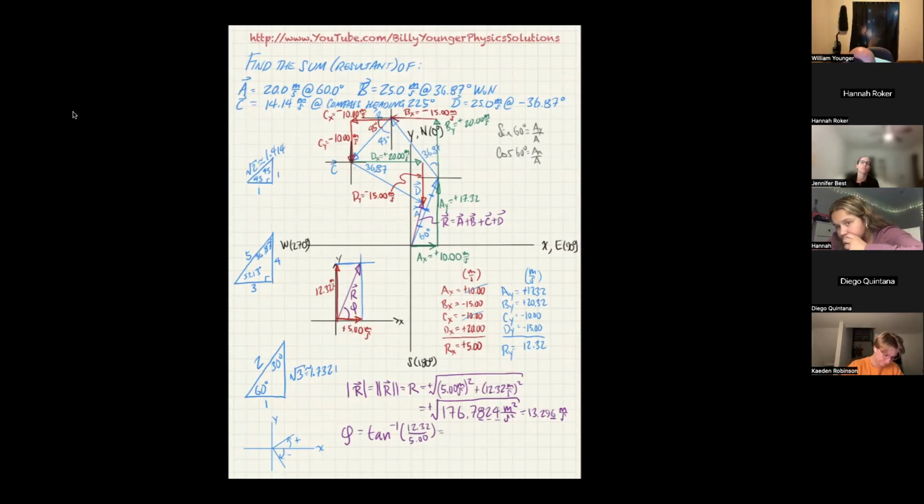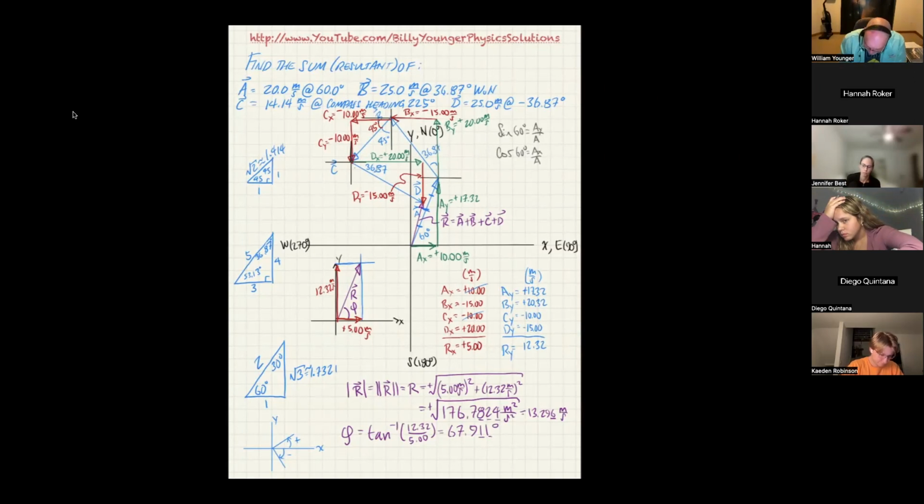What I get is tangent inverse of 12.32 divided by 5, close parentheses. That gives me 67.911 degrees. Now, 12.32 had 4 sig figs, 5 had 3, so I only get 3 sig figs. That's why I underline the 2 ones, because they're not significant.